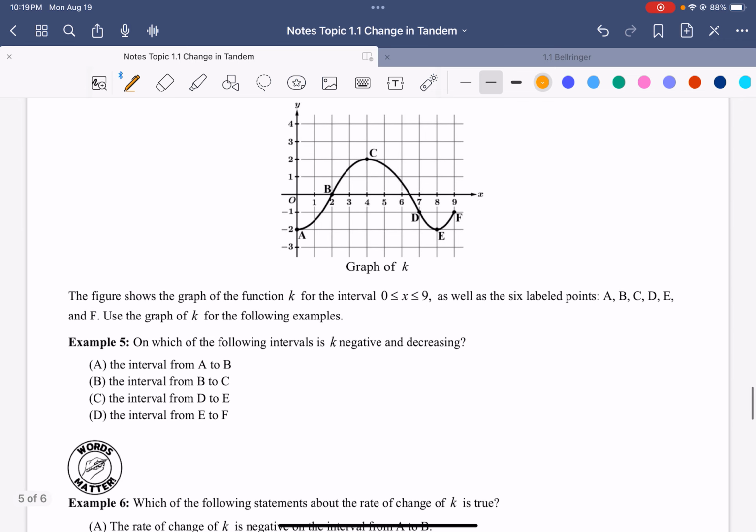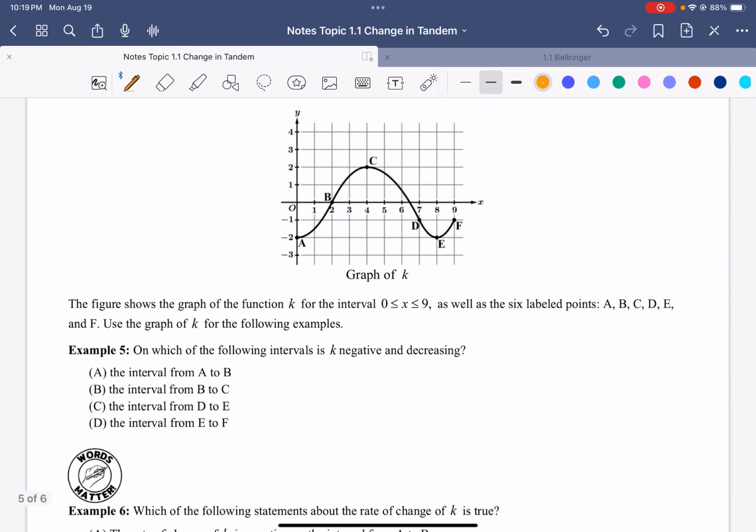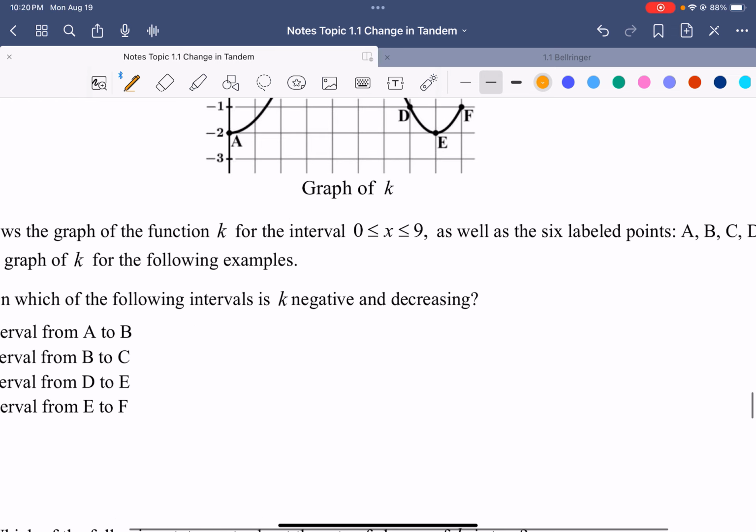The figure shows the graph of the function k for the interval 0 to 9, as well as the 6 labeled points a, b, c, d, e, and f. Use the graph of k for the following examples. Example 5 says, on which of the following intervals is k negative and decreasing? Okay, so we have 2 words here separated by an and. Remember, I want you to take whatever the question is asking you and put it on the second word. So k is negative and k is decreasing.